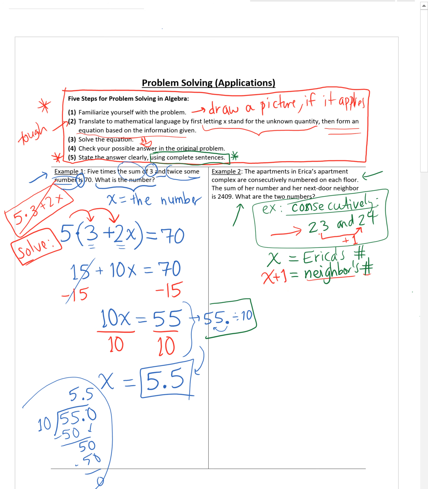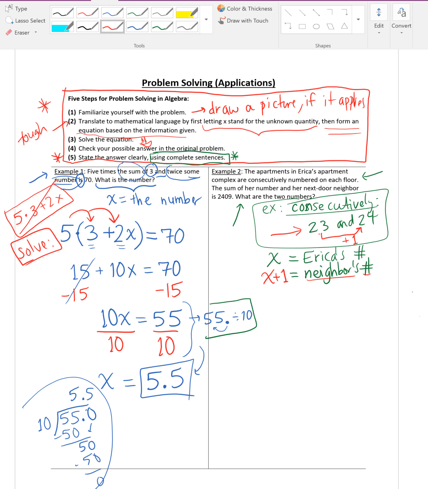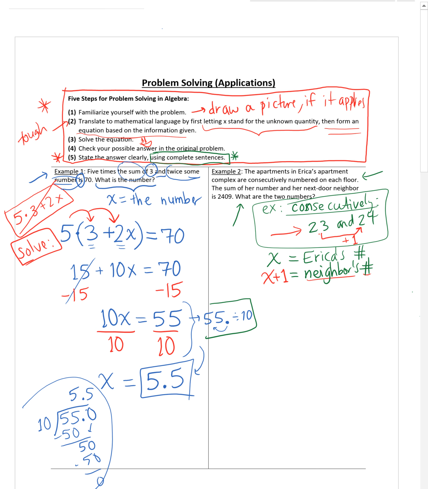So I think if I want to call her neighbor's number something, I'm going to call it X plus 1. Whatever Erica's number was, plus 1. So those are the two numbers we want. And once we set up the equation, it won't be too bad to solve because we'll only have one variable. We only have X's here. So I think we're doing pretty good.